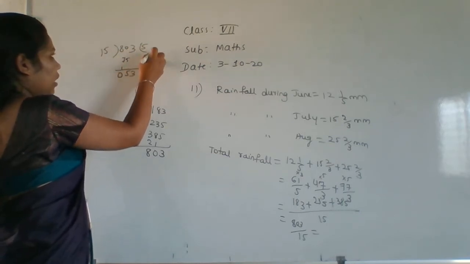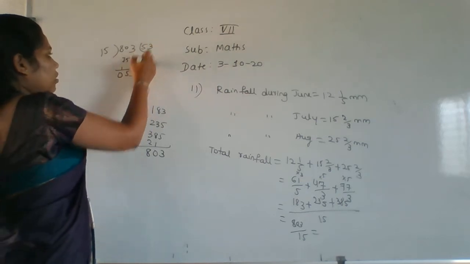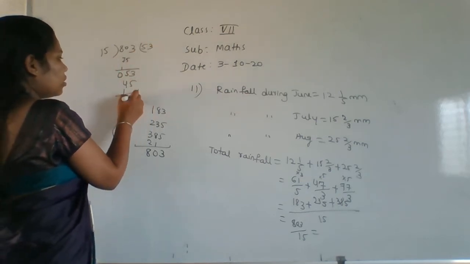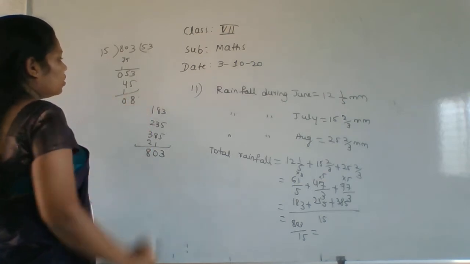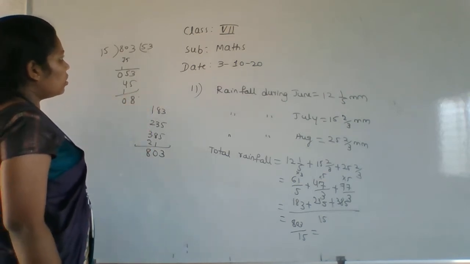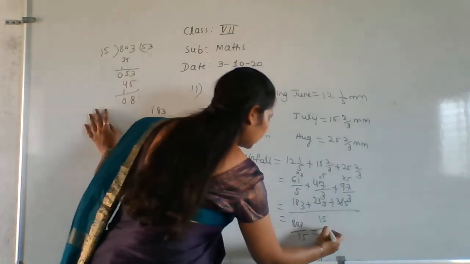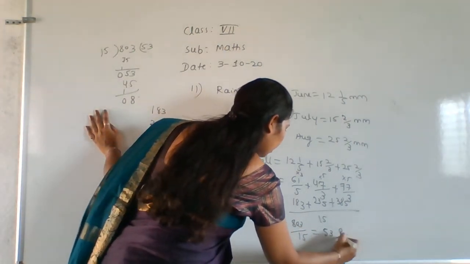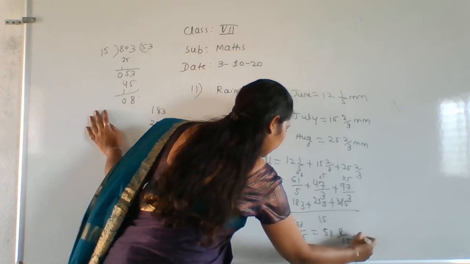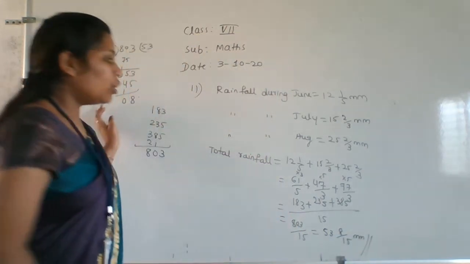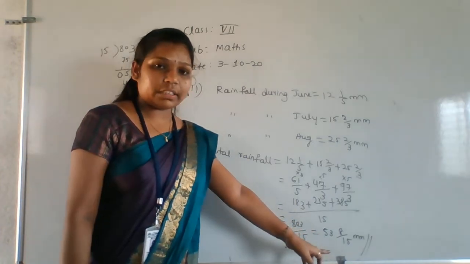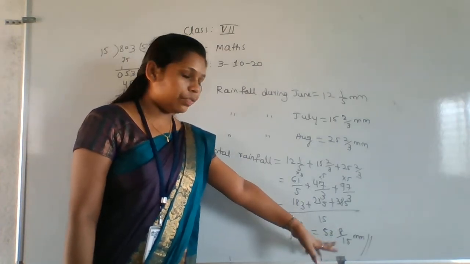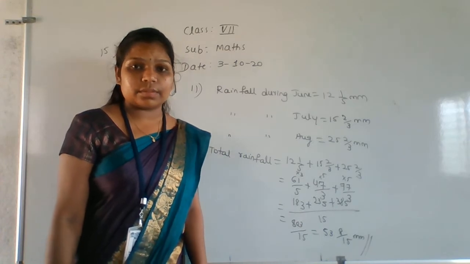Again we get the value, see here, this will be the same only. So 53 integer 8 by 15 millimeter. Total rainfall during a monsoon season is 53 integer 8 by 15 millimeter. That is the answer.